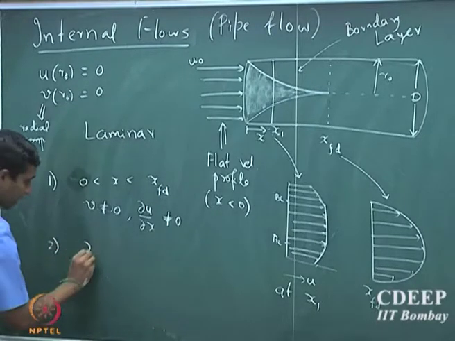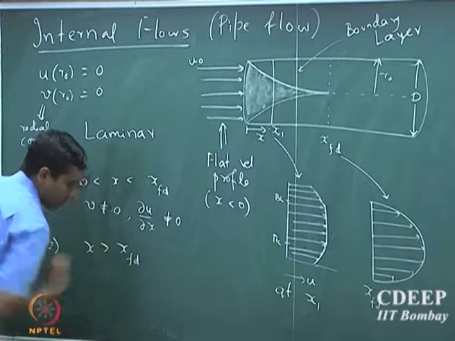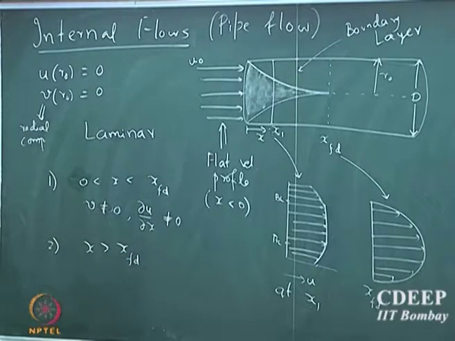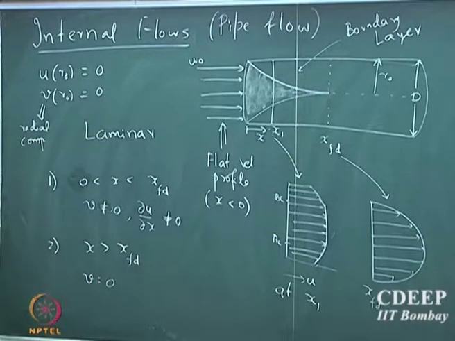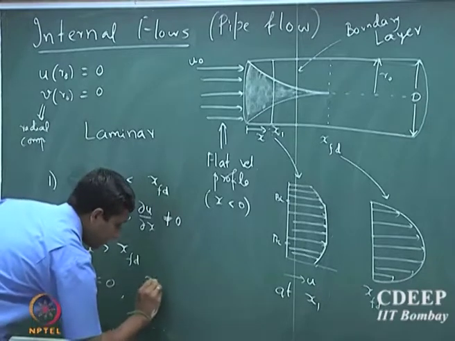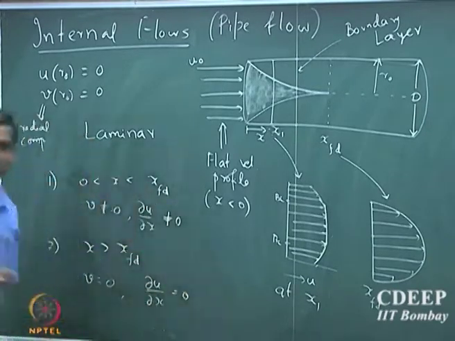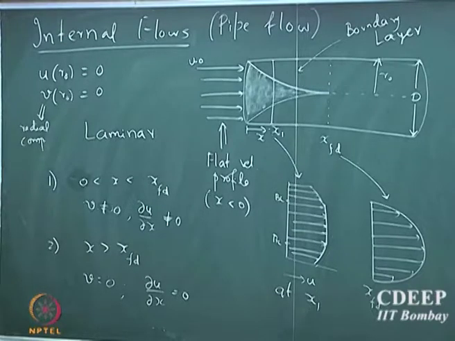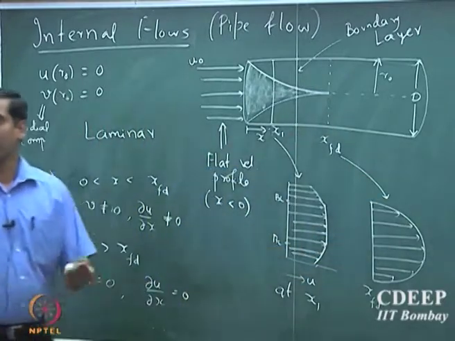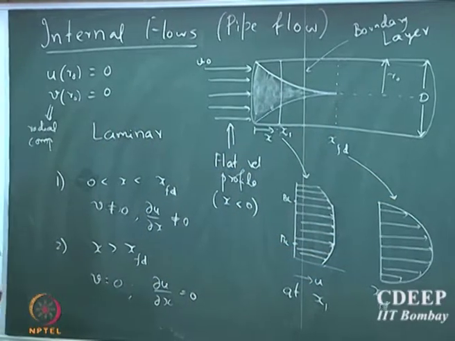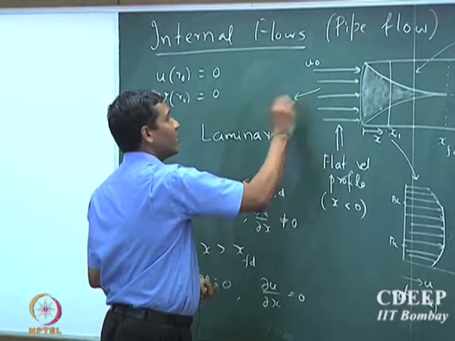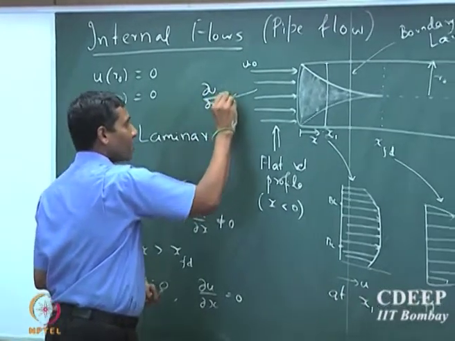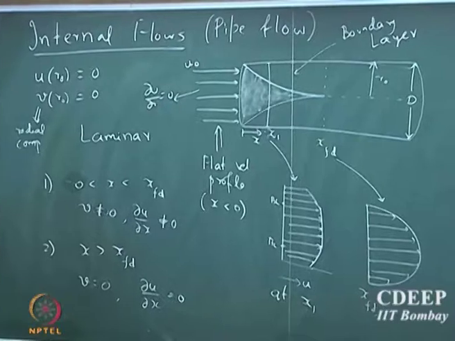But then if x is greater than x_fd, that is, if you reach the fully developed regime, suddenly you will see that the y component velocity goes to 0, and then du/dx will also be 0. The velocity profile does not change; the fluid will continue to move in that direction, but it will have a definite parabolic profile. Before the fluid enters this region, du/dr is also equal to 0 because you start with a flat velocity profile.